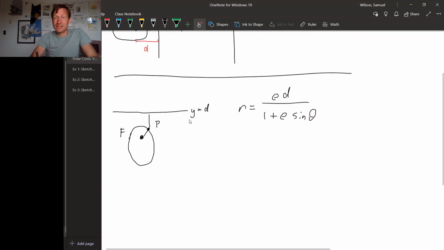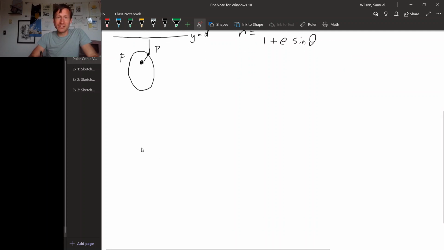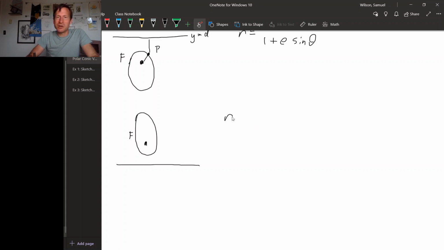So that's the equation of a conic section when the directrix is above the focus. If the directrix is below the focus, still our conic section is going to be oriented vertically, but the equation is slightly different. By analogy with the cosine version, you might be able to guess it. It's e times d over 1 minus e sine theta.